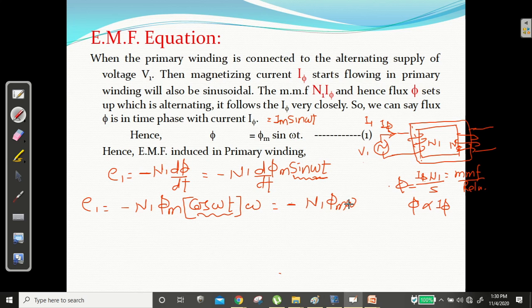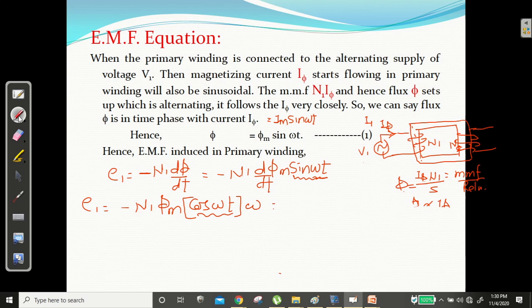cos theta क्या होता है? sin of, I want to write in terms of sin, 90, oh sorry, omega t minus 90, sorry, so forget it, I will write it later on.